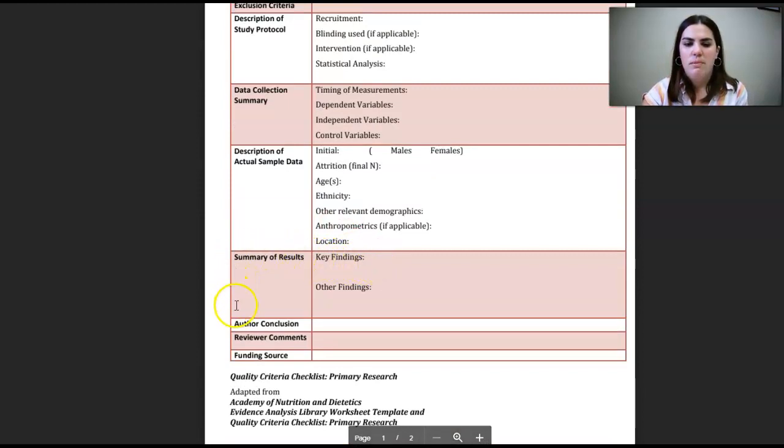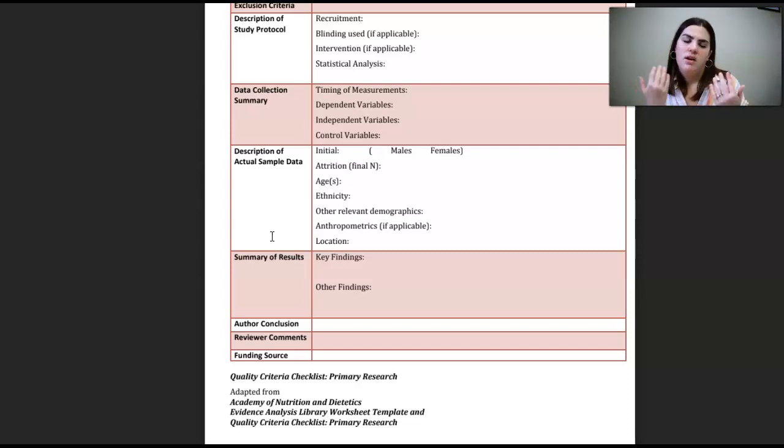So your summary of results, this would be what were the key findings, what are the super important findings that came about from the study, and maybe some other findings that weren't anticipated or expected, or maybe they weren't the actual purpose of the study, but this is something that the authors mentioned as pretty interesting, but they didn't necessarily look for that outcome.